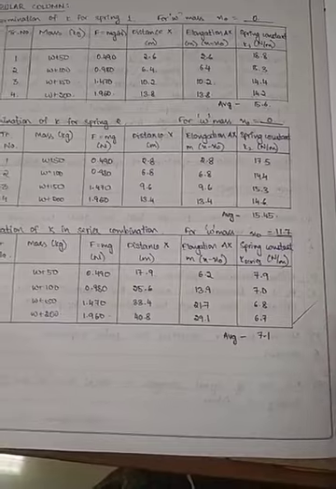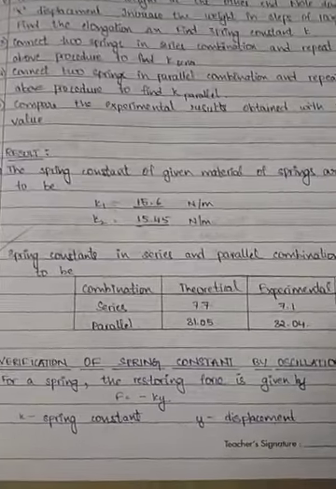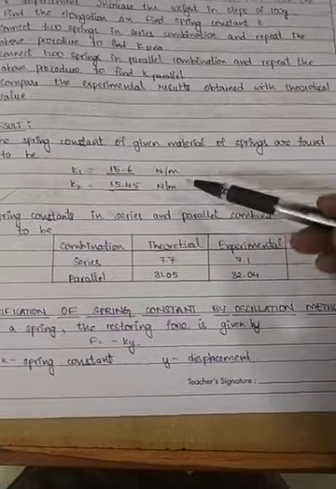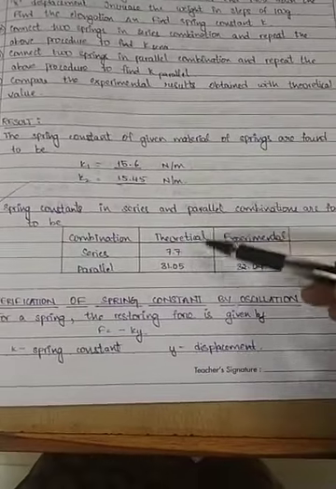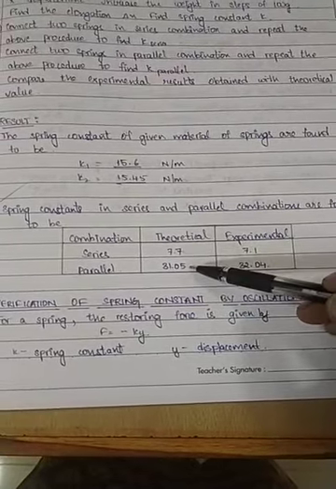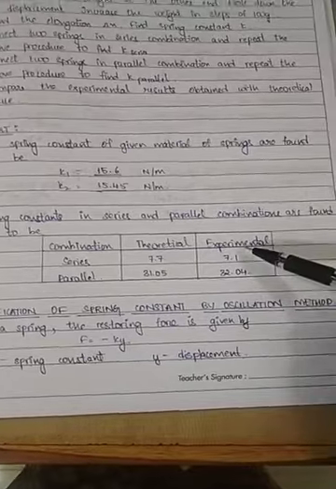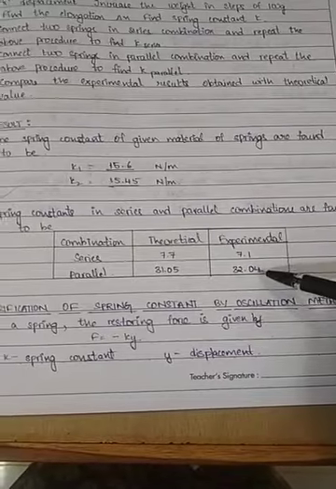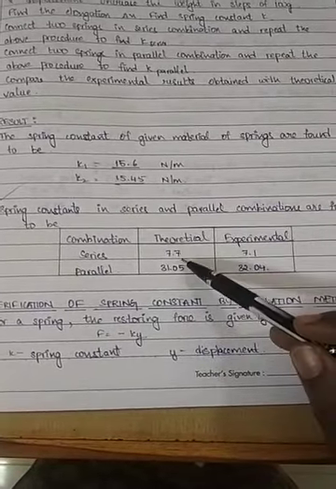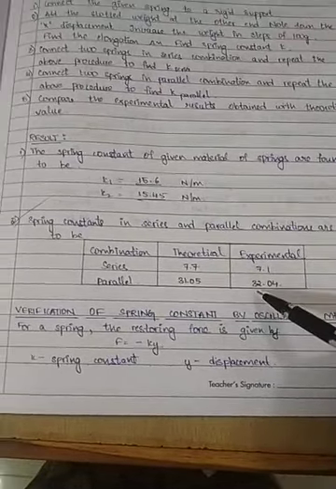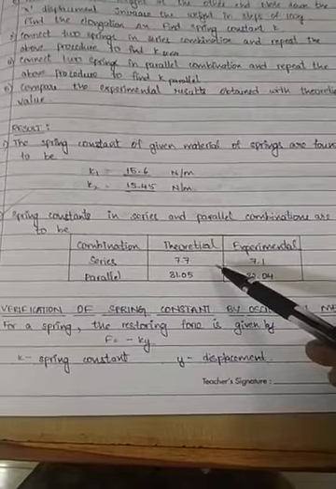So like this we have to calculate the spring constant individually as well as when they are in combination, series and parallel. Then the conclusion of this particular experiment, determination of spring constant when they are in series as well as parallel: first we write K1 and K2 that we have found. When they are in series, theoretically by using the formula we found 7.7 and 31.05, and experimentally for the same springs we got 7.1 and 32. So the values are matching: 7.7, 7.1, 31 and 32. Theoretically and experimentally they are well agreed.